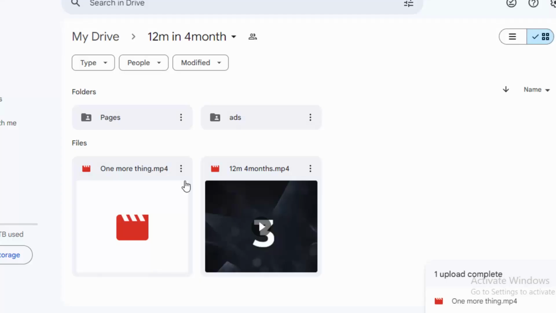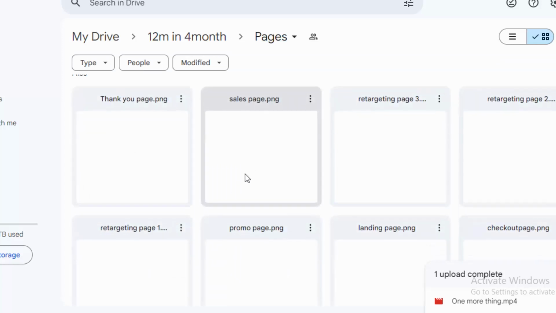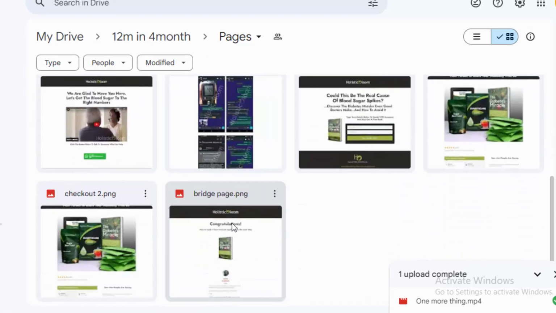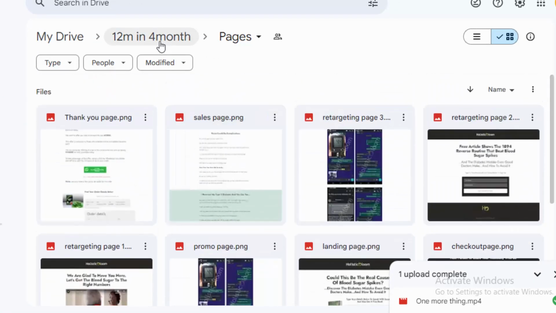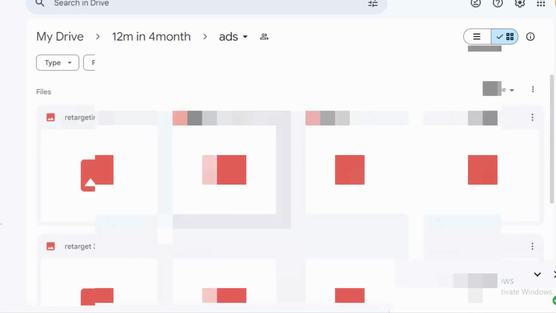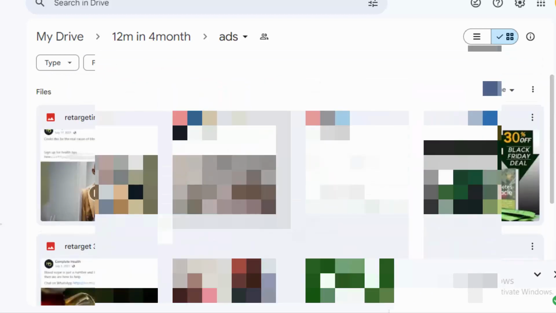And you gain access to the different pages, so you get to see the different pages that I just talked about right now. You're going to see the thank you page, the promotion page, the landing page, every single page you will see. And you also see the different ads as well. You also have access to that.